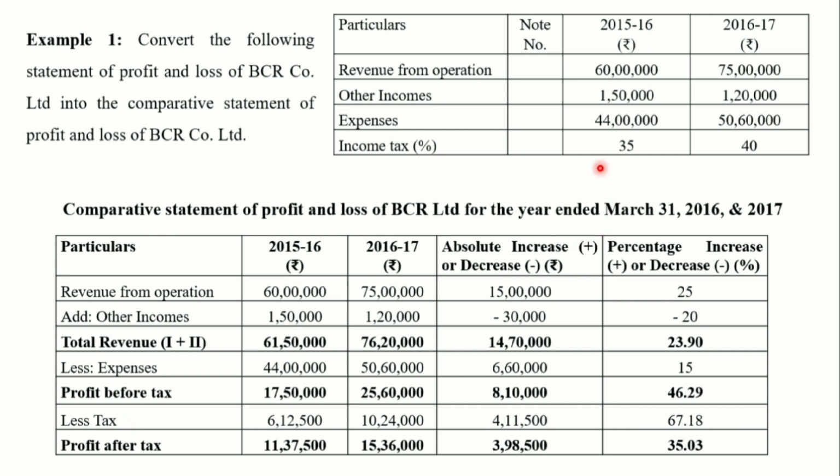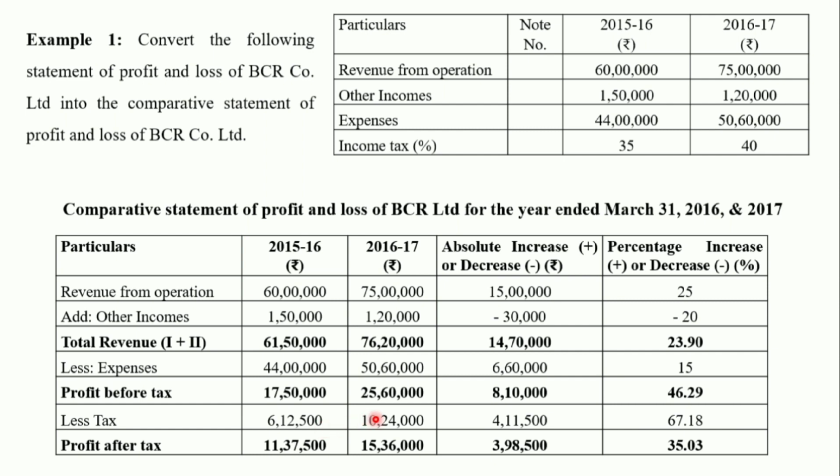Then to get the profit after tax, we need to subtract the tax amount. In the problem, the tax rate is given as 35% for the previous year and 40% for the current year. For calculating the tax, 35% of what? 35% of the profit before tax, that is 17 lakh 50,000 into 0.35, which gives 6 lakh 12,500 as the tax for 2015-16, the previous year.